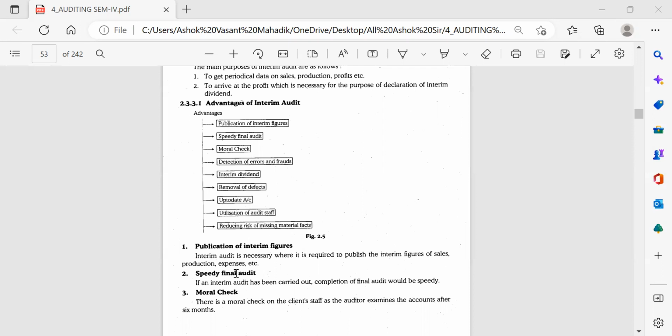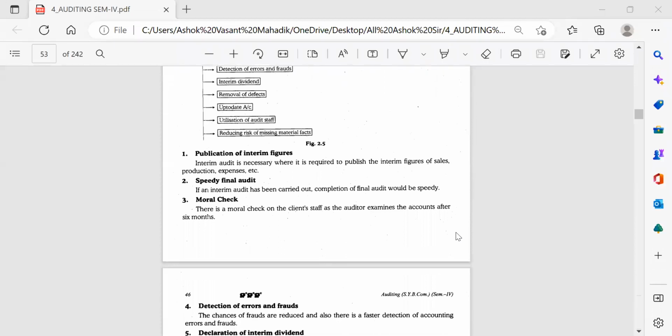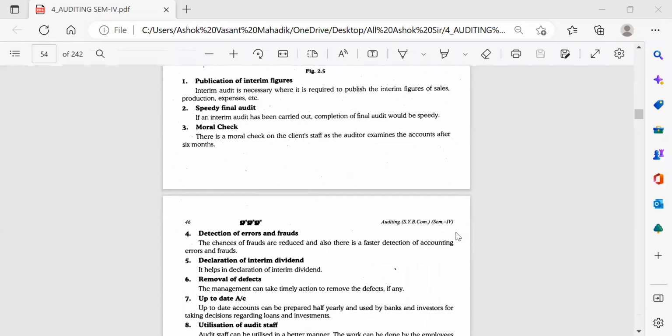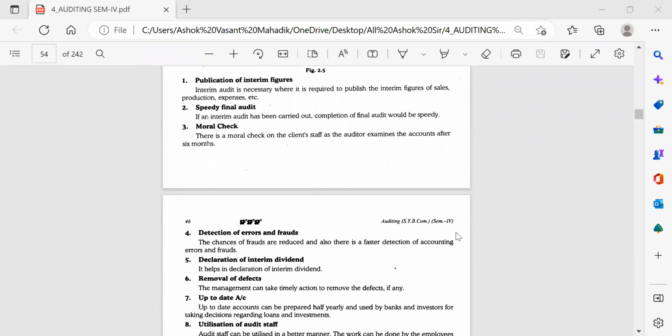Reducing risk of missing material facts. Material fact means important things. Some fraud, some error, some big mistakes, if found at the end of the year, may not be that useful. But here you can find those out in a gap of six months.